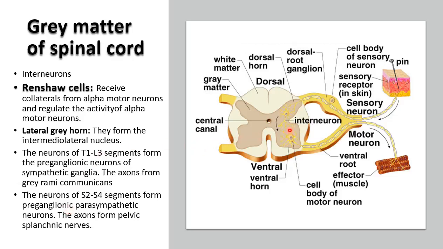The gray rami communicants will travel via the ventral root only, not the dorsal root, and then through the spinal nerve they go and supply the area. From the spinal ganglia, what enters into the ventral root is called the white rami communicants. They are called postganglionic neurons. That will also be related to the spinal cord. So that is about the preganglionic and postganglionic sympathetic and parasympathetic neurons.